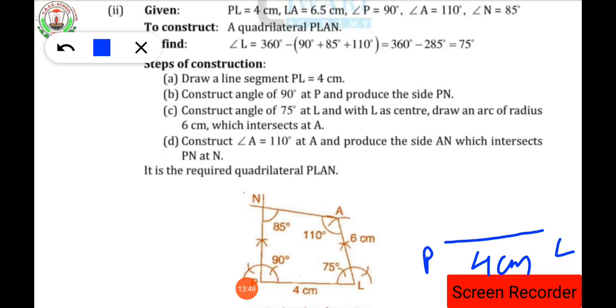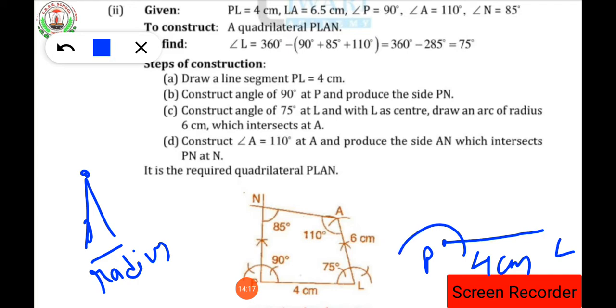Okay. After that, everybody knows how to draw this 90 degrees. For the 90 degrees, take out your compass, measure any radius on the mouth of the compass and keep the needle at the center P. This is your compass, and this is the pencil part. You have to take any radius on the mouth of your compass. Then keep the needle part of the compass at point P and draw one arc like this.